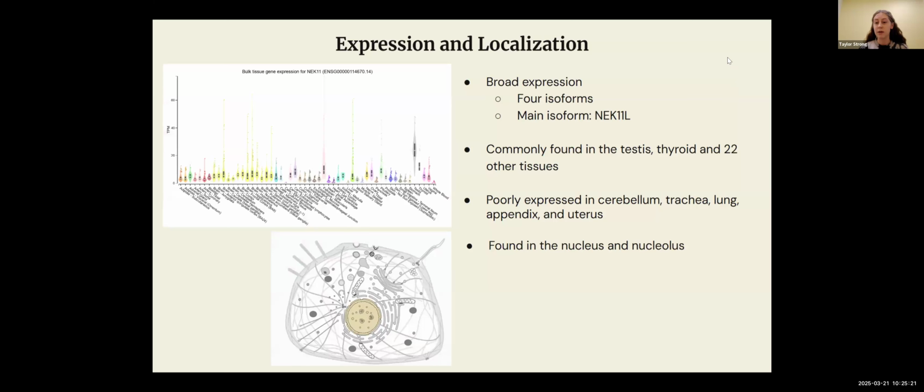For expression and localization, it has broad expression, and there are 4 isoforms, the main isoform being NEC11L, is commonly found in the testis, thyroid, and 22 other tissues, which can be seen on this graph here, and it is found in the nucleus and nucleolus.